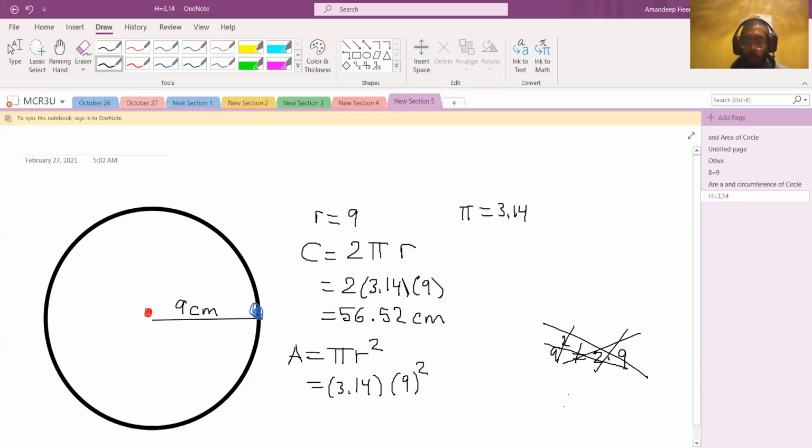What is 9 to the power of 2? I'm going to write it here. It's going to be 3.14 times 9 times 9. Now if you plug it into your calculator, 3.14 times 9 times 9, what you're going to get is 254.34.